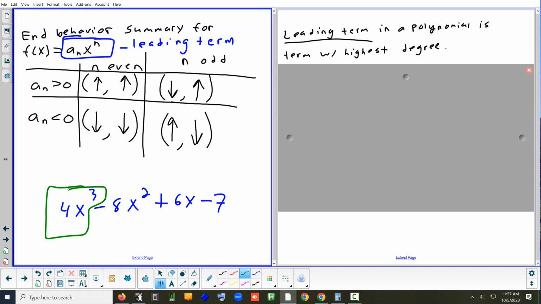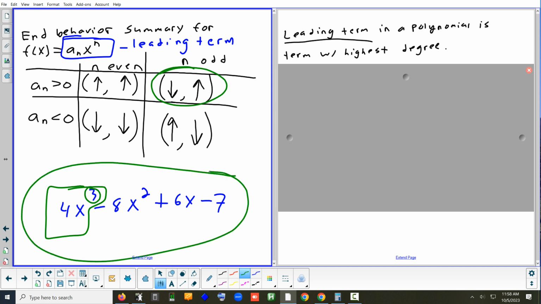Now, if you look at that, the exponent is what kind of number? Odd. So the exponent is odd. And the number in front, is it greater than 0 or less than 0? Greater. Okay, greater than 0, odd exponent. That's what the end behavior of this entire thing is going to look like. It's going to go down on the left, and it's going to go up on the right.